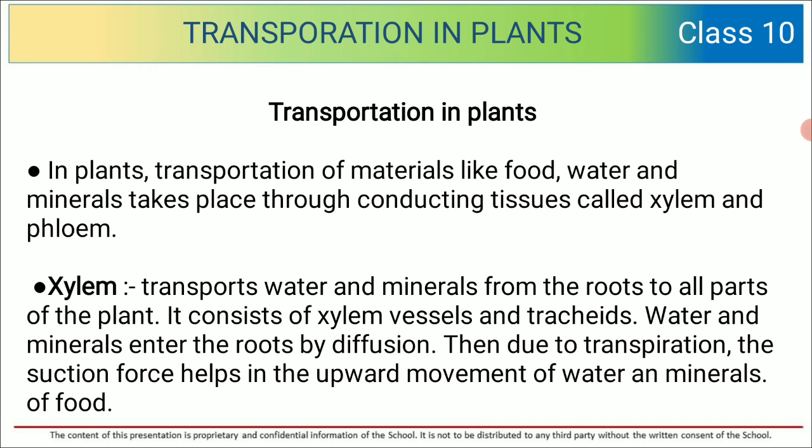Now let us talk about transportation in plants. In plants, transportation of materials like food, water and minerals takes place through the conducting tissues called xylem and phloem. So in human beings, the heart is the main organ doing that function. Over here they are xylem and phloem. Xylem transports water. It consists of xylem vessels and tracheids.